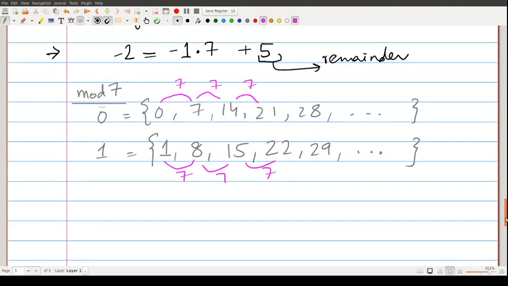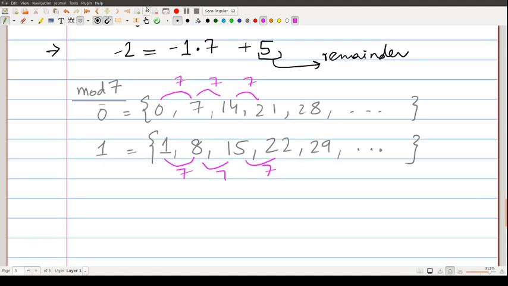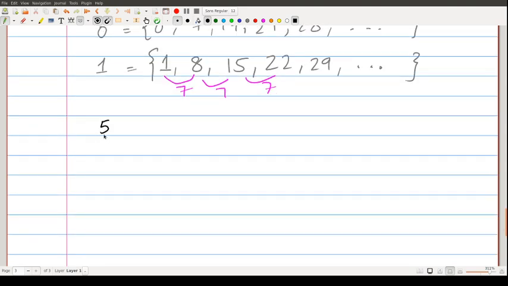Which means when you talk about the class of 5, when the remainder is 5, what you have is 5, and 5 plus 7 is 12, plus 7 is 19. And you can also do minus 7. So 5 minus 7 is minus 2. Minus 2 minus 7 is minus 9. Minus 9 minus 7 is minus 16. So the difference is always 7.